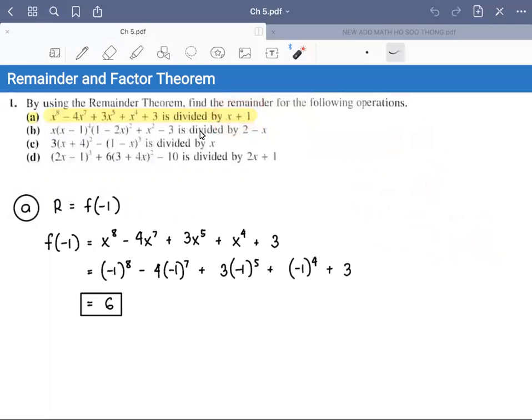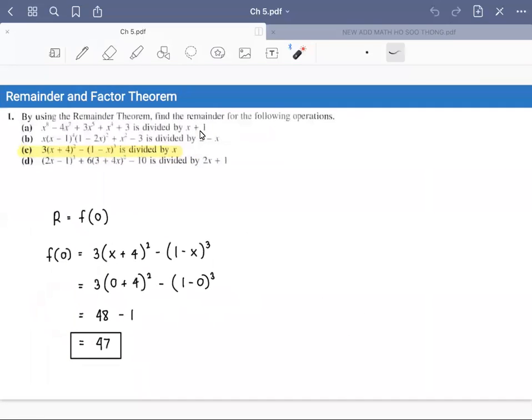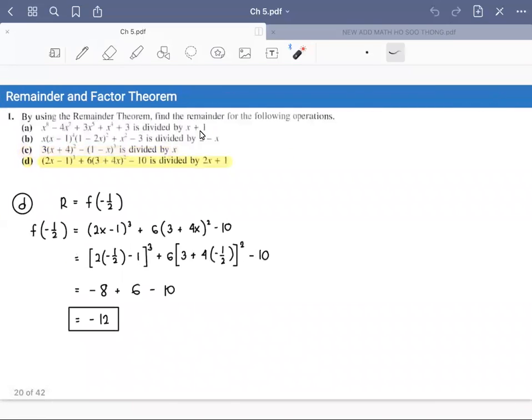When you insert f of negative 1, you'll be able to get the remainder of the expression, right? So let's plug in f of negative 1 to this expression. We substitute all x terms with negative 1, and that will give us 6. So that means that the remainder of this expression divided by x plus 1 is equal to 6. All right, and that's it. The rest, you just browse this again.